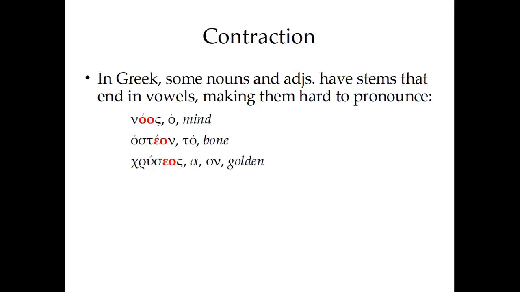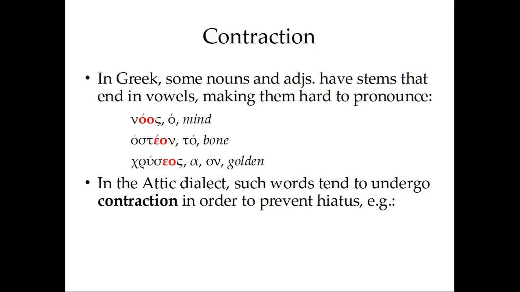Now, as we see here, these stems end in either omicron or epsilon, and when followed by another vowel sound, we have what is called hiatus. In order to pronounce these, we would have to make a distinct break in between those. So, naos, osteon, chruseos. It's actually difficult to pronounce. It's difficult to effectively convey this hiatus.